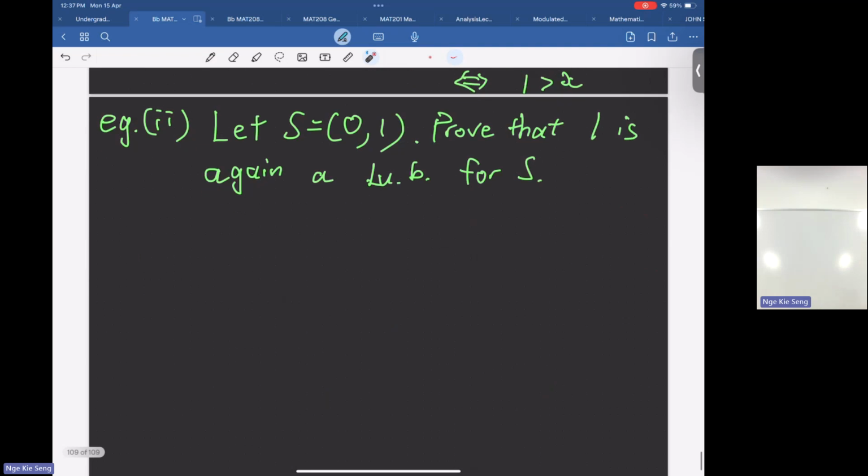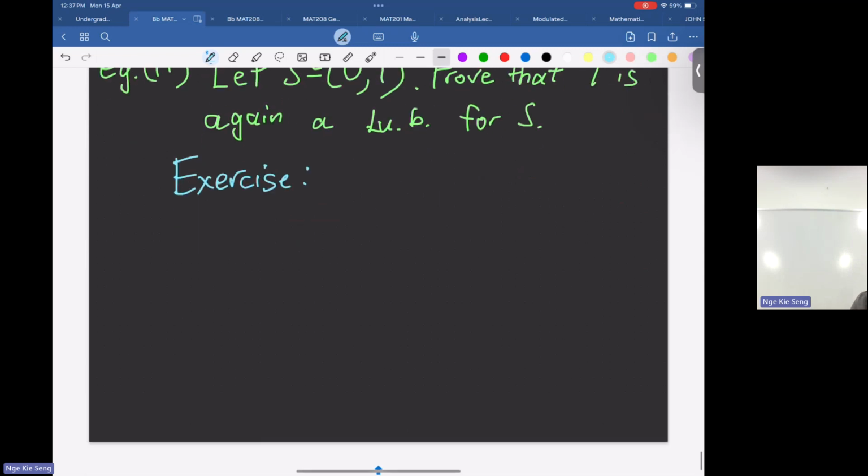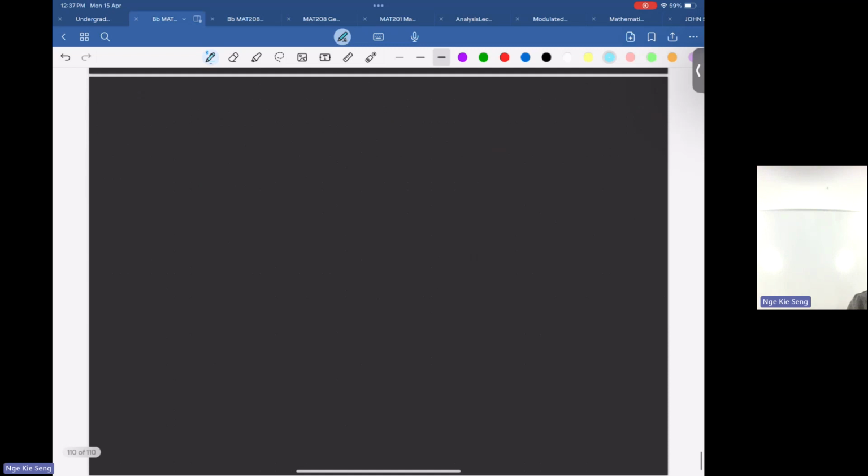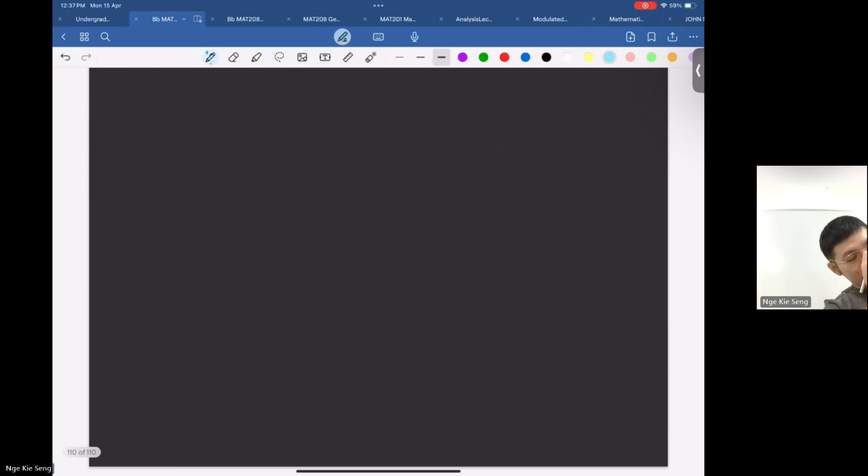This part, the second proof, I left as an exercise. Try and imitate the first example and then write it out. If you have a problem, we can discuss next time. And maybe next class I will prepare some questions for you to practice this least upper bound example.